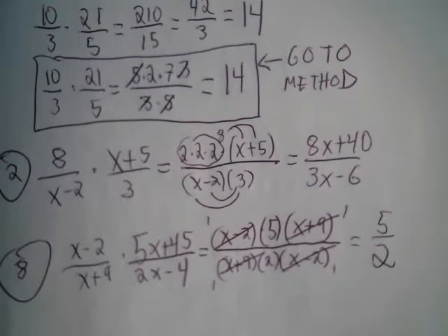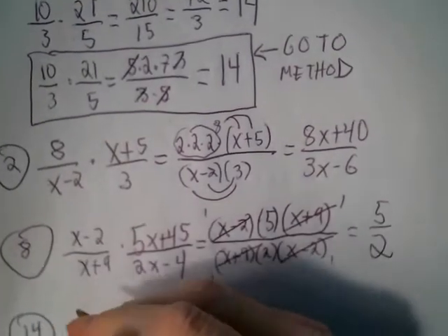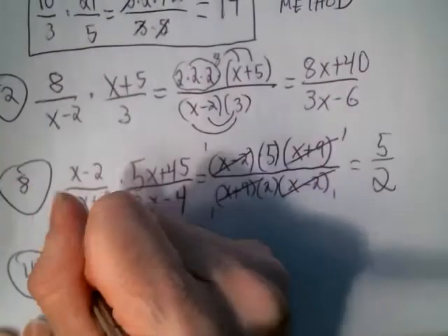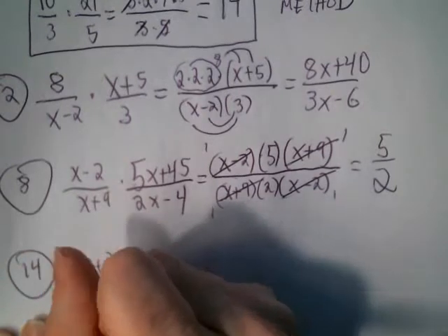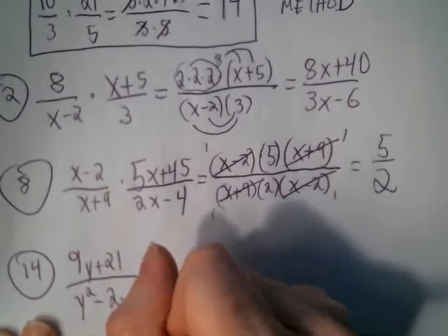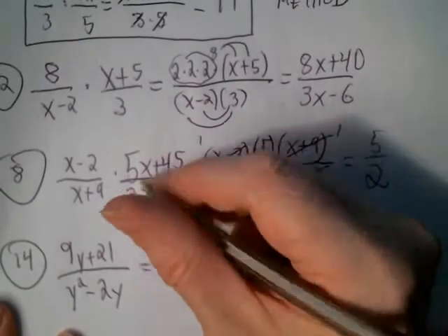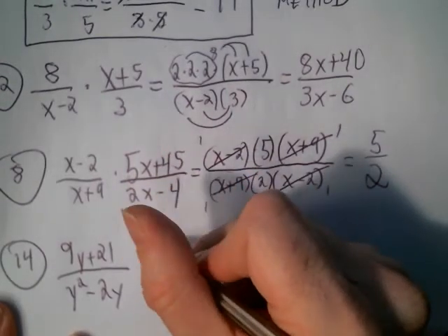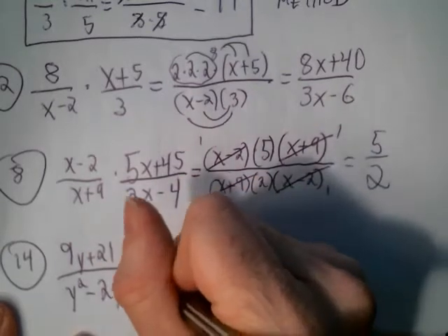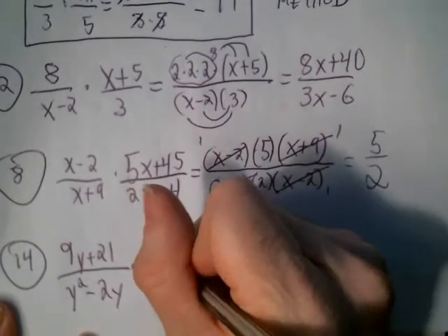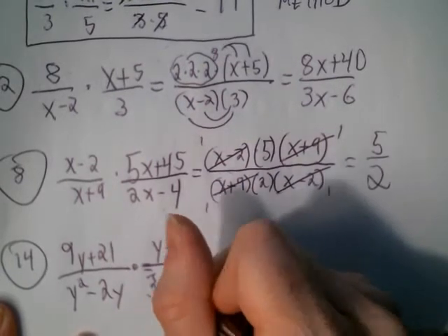So factor as you go across. Let's look at 14. What do we have here? So 9y plus 21 all over y squared minus 2y. So in the numerator, I want to factor, okay? Whoops, I forgot the thing I'm multiplying by. Y minus 2 all over 3y plus 7.